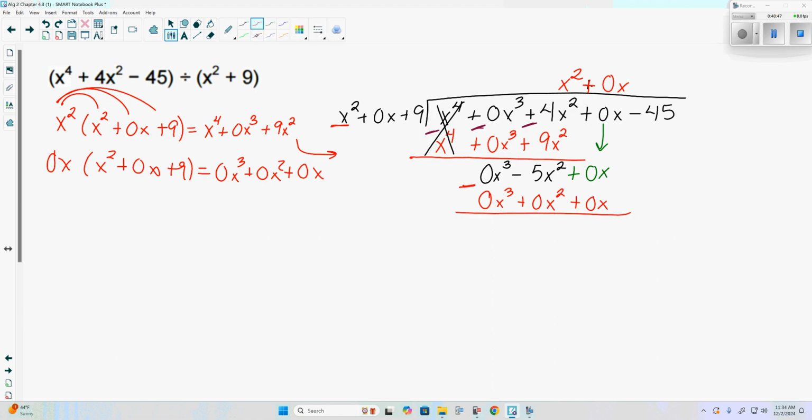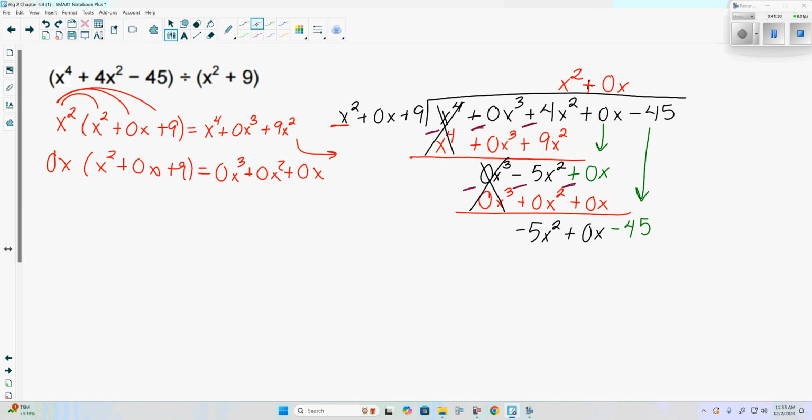I'm going to keep with my color scheme. Because our x cubed minus 0x cubed is indeed 0. Negative 5x squared minus 0x squared, well, negative 5x squared. 0x minus 0x is still, well, 0x. So could we have just crossed that x cubed out? Yeah. But we wouldn't have brought one term down, we would have brought 2. Or we can do this here.